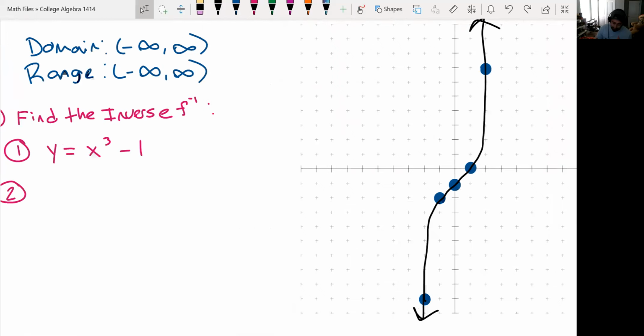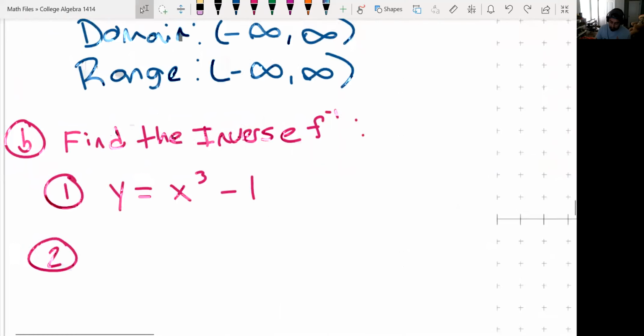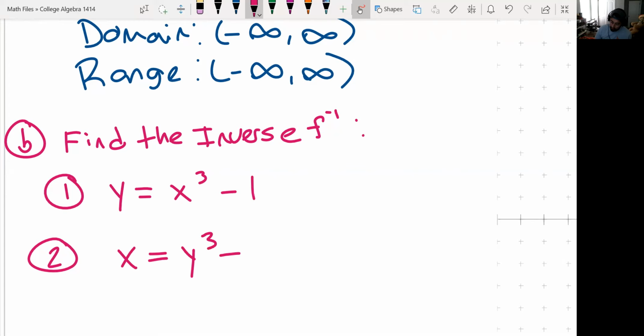Okay, back at it. So step 2, like I said, is important because if it's one-to-one, then it definitely has an inverse. And if it has an inverse, we are going to interchange the roles of x and y. So step 2 is where we interchange. And all we do is we write it as x equals y cubed minus 1. We have interchanged the roles.